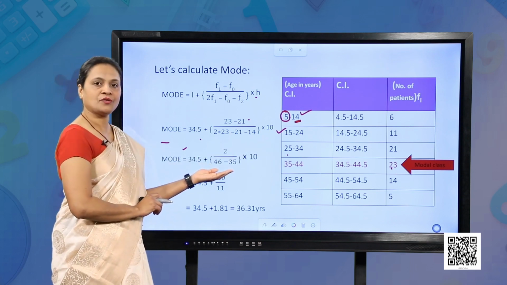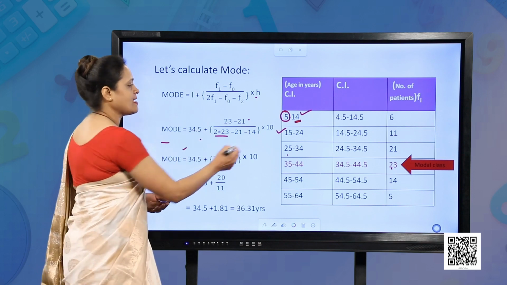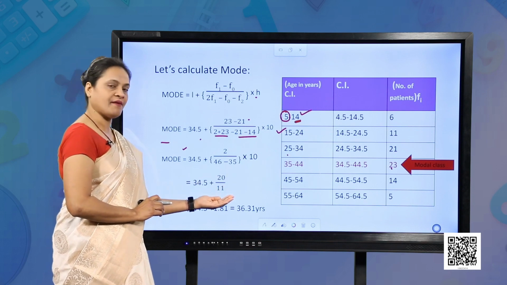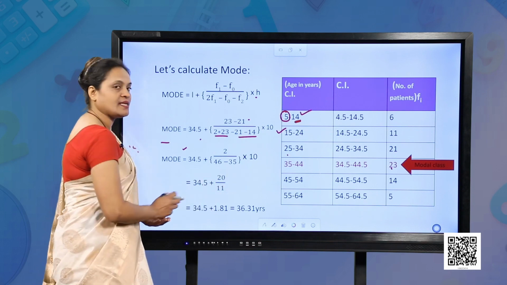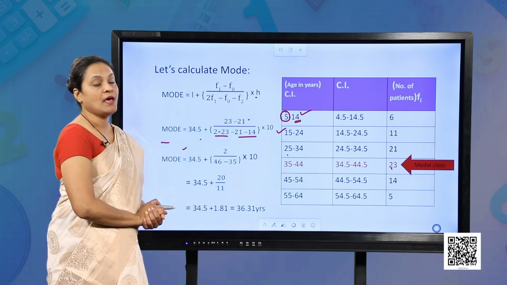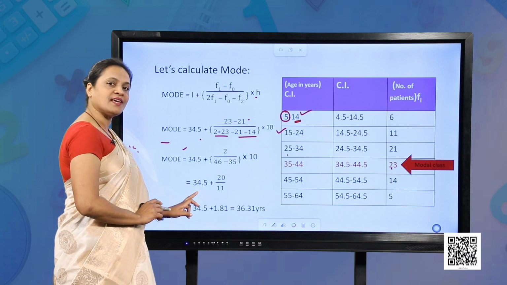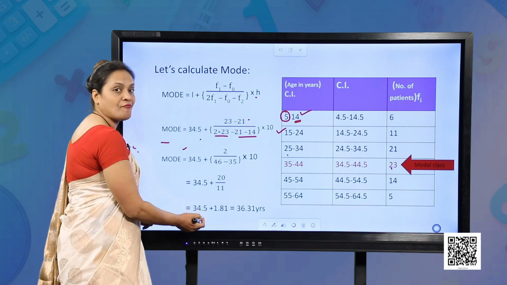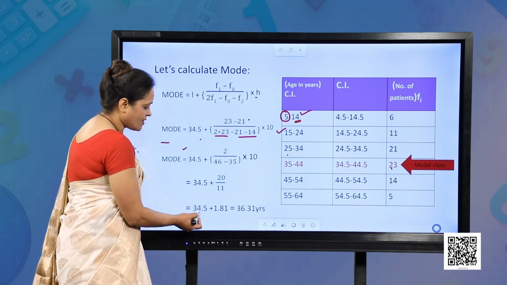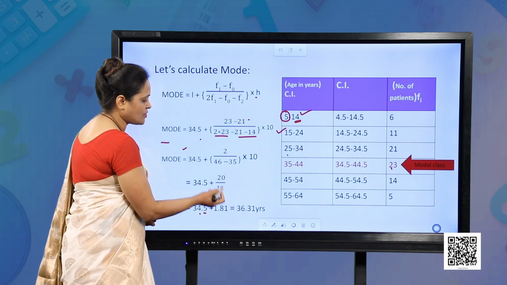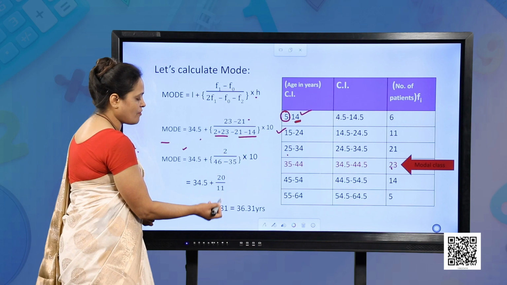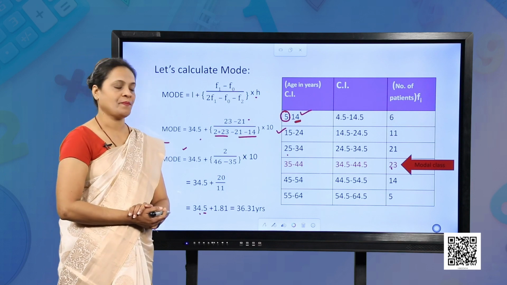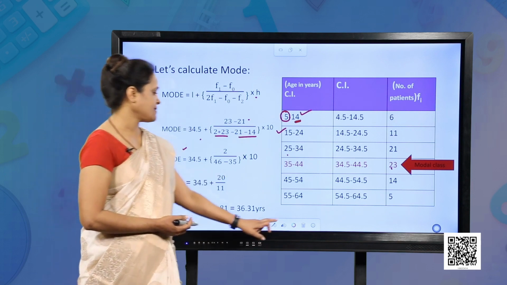After calculation, as I told you before also, first multiply this and solve it separately and then solve 46 minus 35 to get 11. We got the same number 20 by 11 as we got previously, but what has changed? The value that changed is L, that is now it is 34.5. So, the value of mode will change accordingly. Now, we get 34.5 plus 1.81, which is the decimal representation of 20 by 11. The sum turns out to be 36.31 years. You can see the mode in this case.